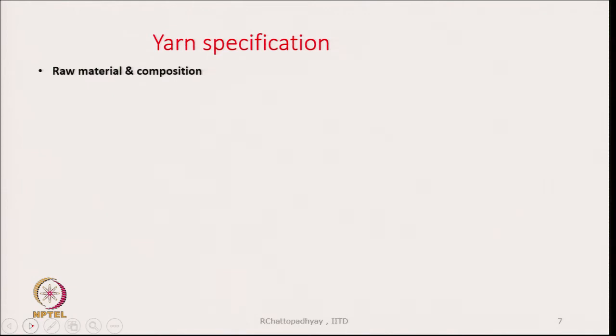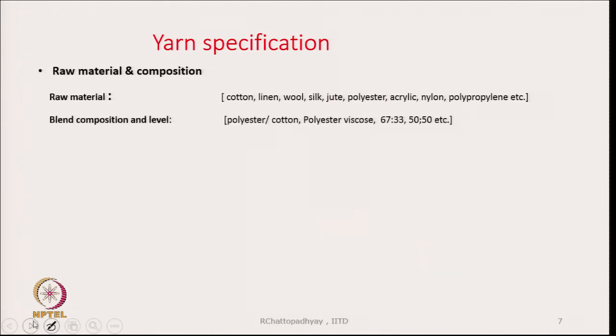Now, the other thing about the yarn that we should know is the specification of the yarn. Suppose you as a designer want to finally buy some yarns from some manufacturers, some vendors. So, you must be aware of the specifications part also. So, first of all, raw material and their compositions. Raw material could be cotton, linen, wool, silk, jute. There are so many types of fibers which are there, or it could be a blend composition, polyester cotton, polyester viscose. So, you have to specify the blend components, and also you have to specify the blend ratios.